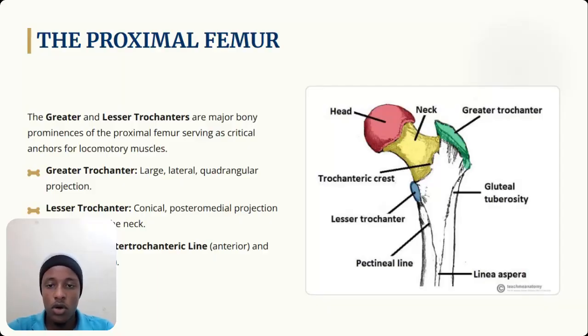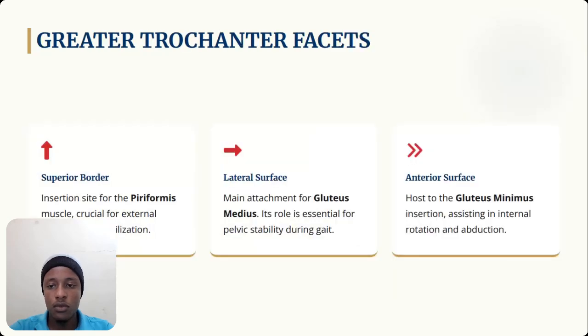The proximal femur. Here you see the greater and lesser trochanter. These are the major bony prominences of the proximal femur, serving as critical anchors for locomotory muscles. This is the greater trochanter and this one is the lesser trochanter. The greater trochanter is a large lateral quadrangular projection, while the lesser trochanter is a conical posteromedial projection at the base of the neck. Both are linked by the intertrochanteric line anteriorly and crest posteriorly.